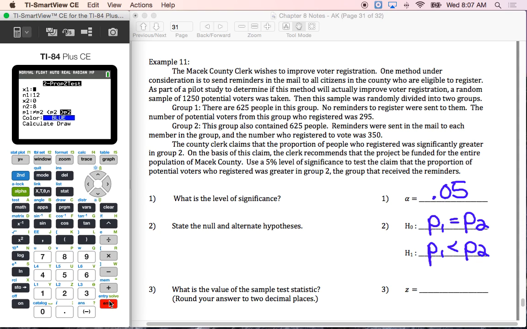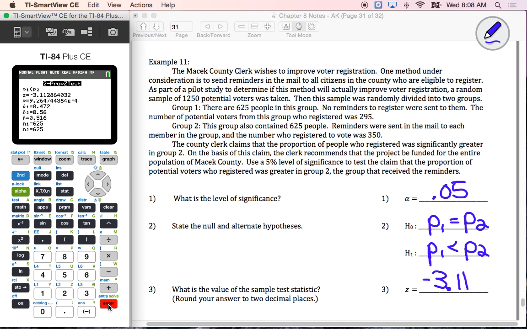So now we put our numbers in. So your x1 is going to be your 295 because that's your r1. Your n1 is the total from that group 1, so 625. Your x2 then is going to be your r from your second group, so 350. And then your n2 is your total, so that's your 625 from group 2. Now we're looking at less than. So I need less than, and we go down to calculate.